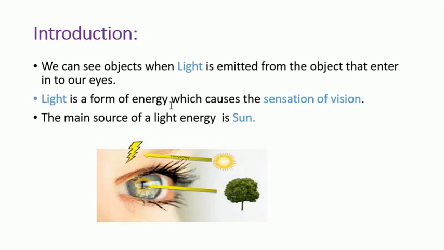Light is a form of energy which causes the sensation of vision. With the help of the light we see the objects. Otherwise we can't see the objects.